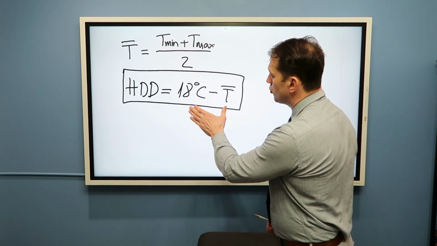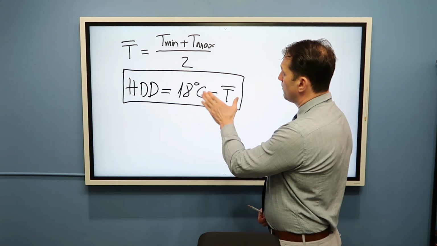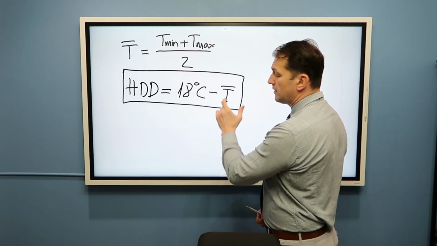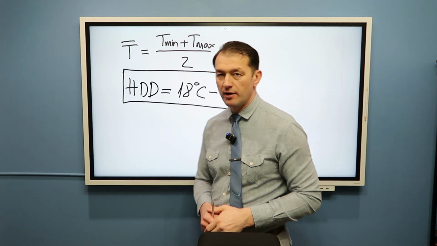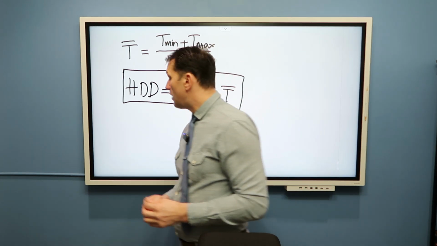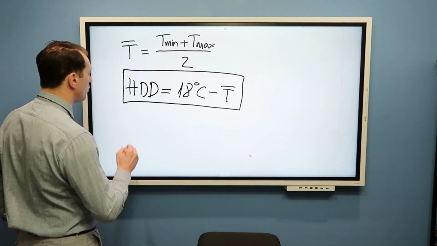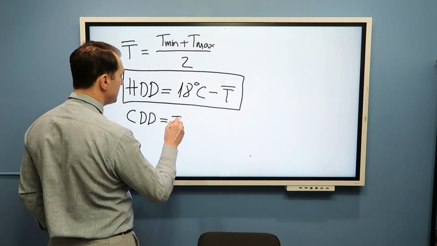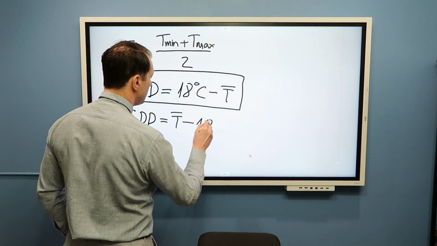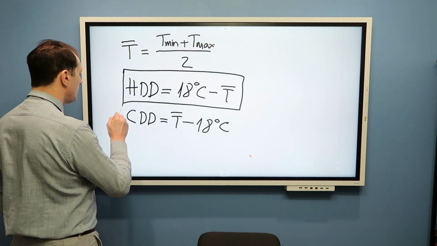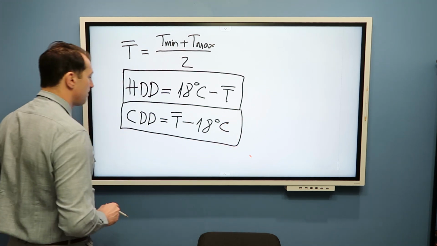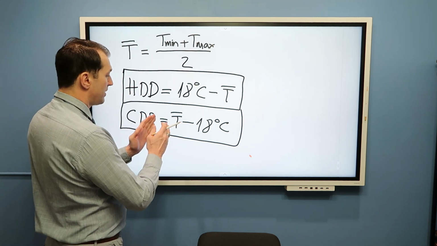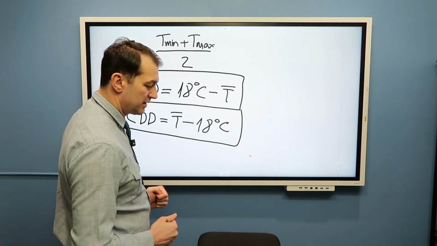This equation is also only defined when daily mean temperature is below 18 degrees Celsius. If it is above 18 degrees Celsius, there is no need whatsoever for heating. You can immediately conclude that cooling degree days would be defined as T average minus 18 degrees Celsius. Cooling degree days are the number of degrees Celsius that the daily mean temperature is higher than 18 degrees Celsius.